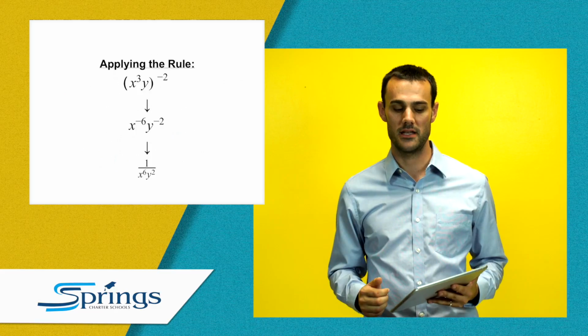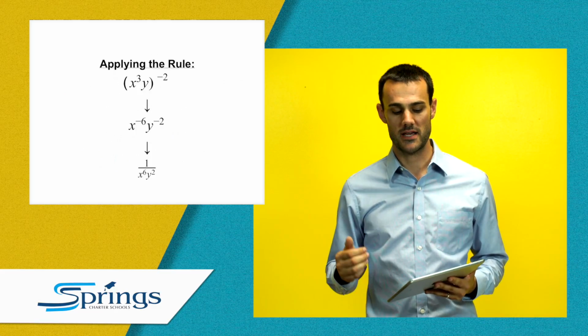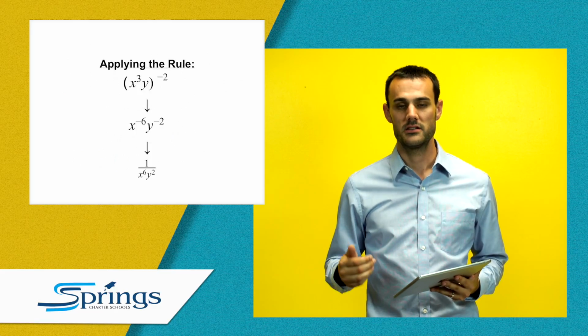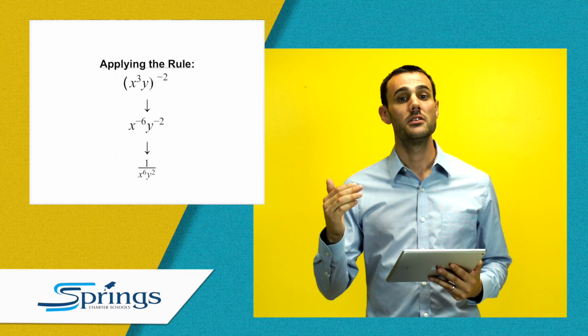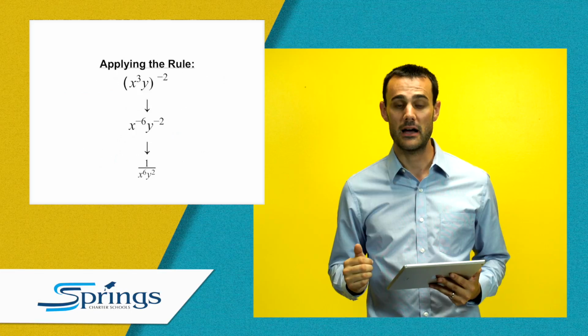So let's apply the rule together. Inside our parentheses, we have x raised to the third power times y, and that whole thing is wrapped in parentheses and being taken to the negative 2 power.